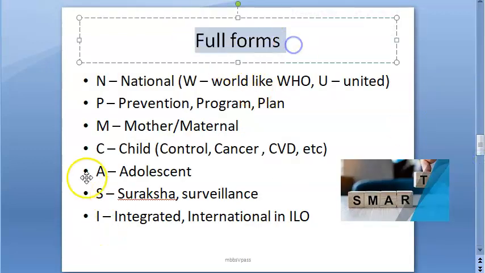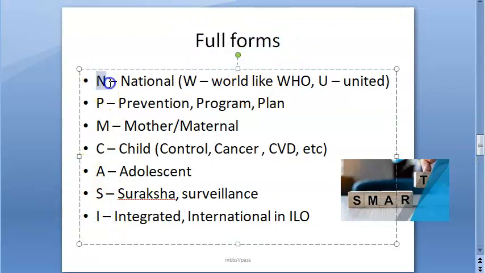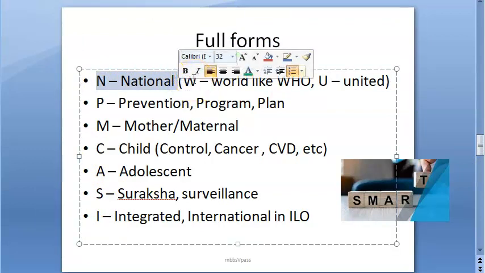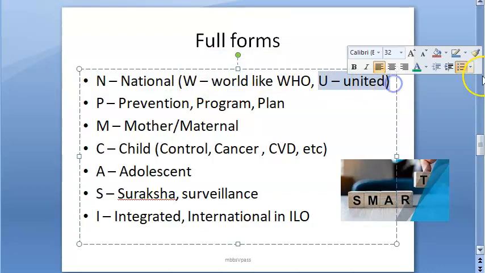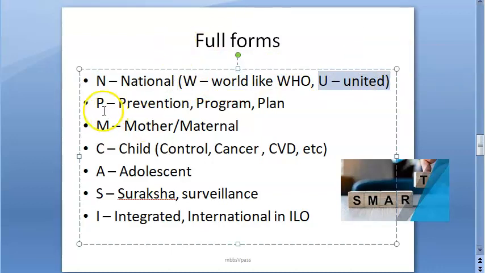When it comes to full forms of these programs, guys, N will usually mean national, W will mean world, and U will mean united, like UNICEF and UN, United Nations, etc. P will usually mean prevention program or a plan. So try to substitute and make the full form. M usually will mean maternal, mother. C will usually be child, otherwise it will be control. A will usually refer to adolescent. S will be suraksha or surveillance. I will usually mean integrated vector control program.